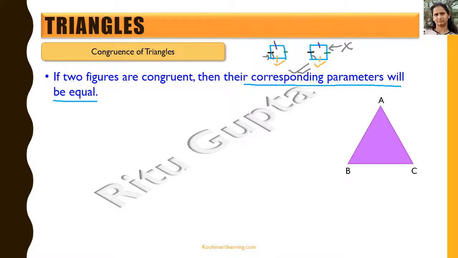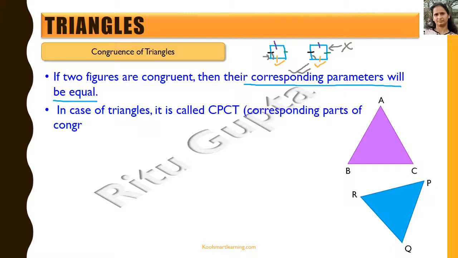In case of a regular figure like a square or an equilateral triangle, you could say that all the parameters are matching, but for an irregular shape, only the corresponding parameters will be equal. So a generalized statement would be that if two figures are congruent, their corresponding parameters would be equal. Now say for example, we have these two triangles ABC and PQR, which are congruent to each other. So then their corresponding parameters would be equal, as we said.